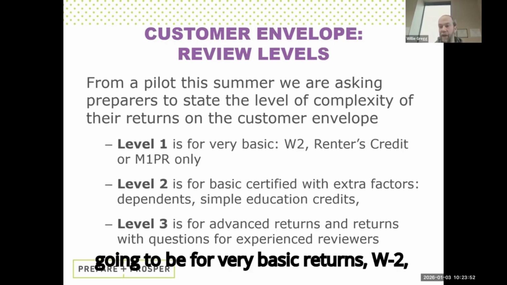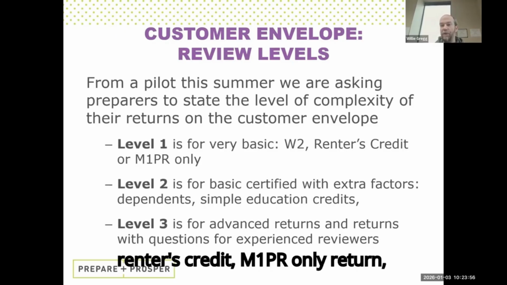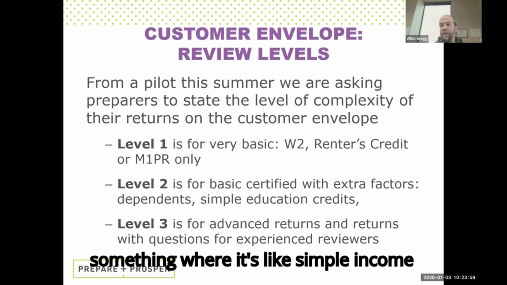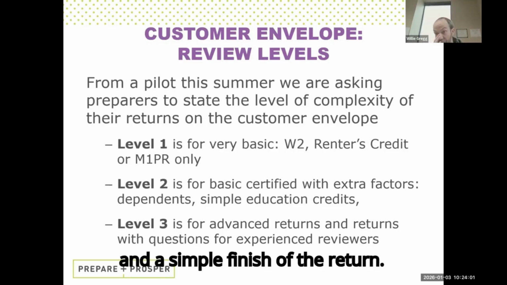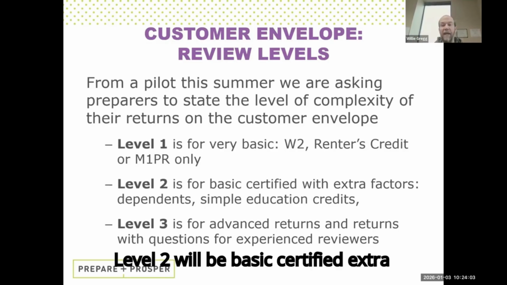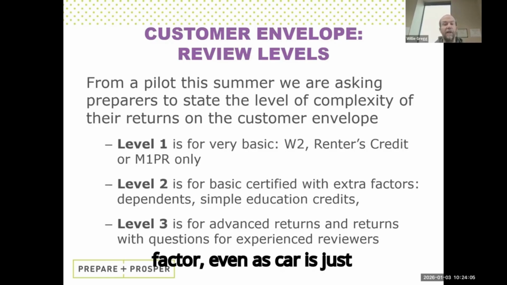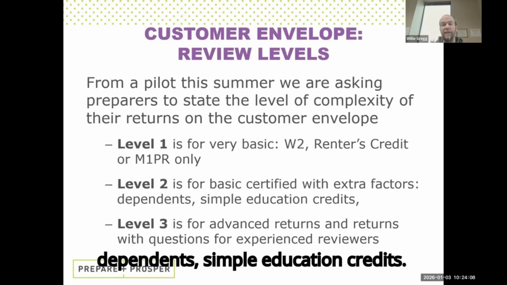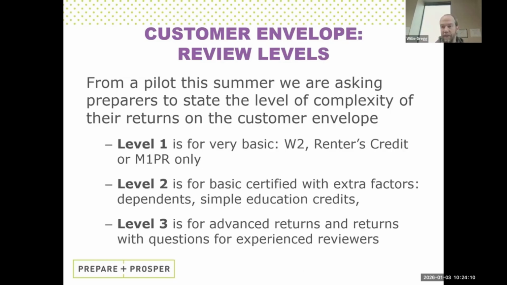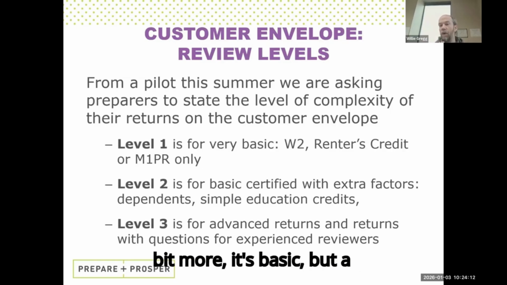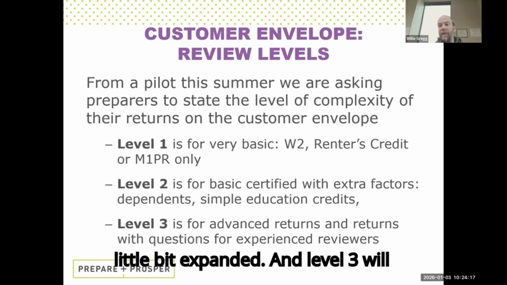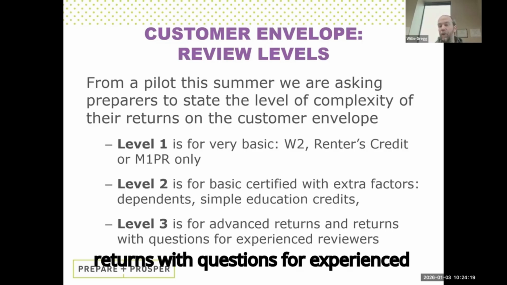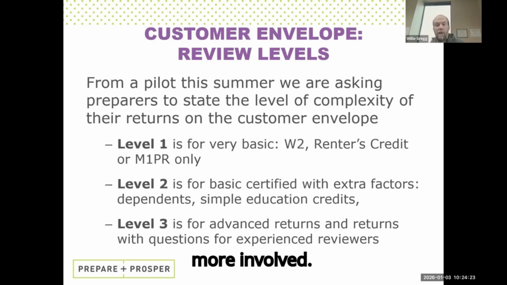So level 1 is going to be for very basic returns, W-2, renter's credit, M1PR only return, something where it's simple income and a simple finish of the return. Level 2 will be basic certified extra factor, even as far as just dependents, simple education credits, something that makes it a little bit more beyond basic, but a little bit expanded. And level 3 will mainly be for advanced returns and returns with questions for experienced reviewers, something that's a little bit more involved.